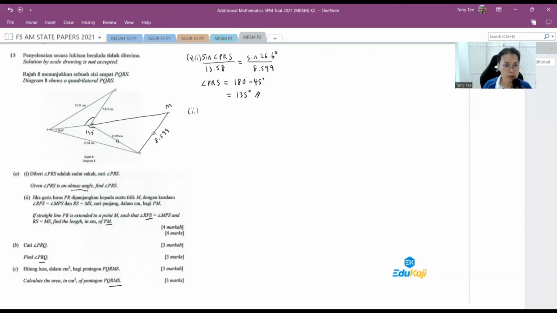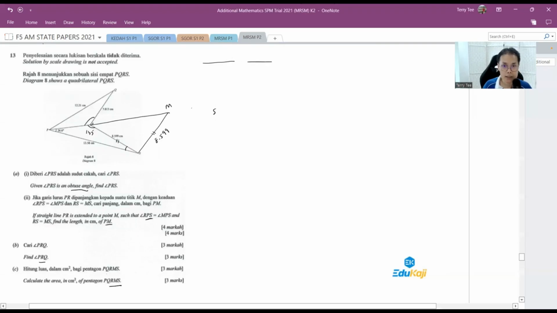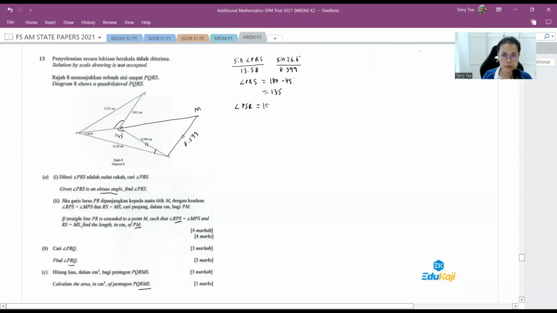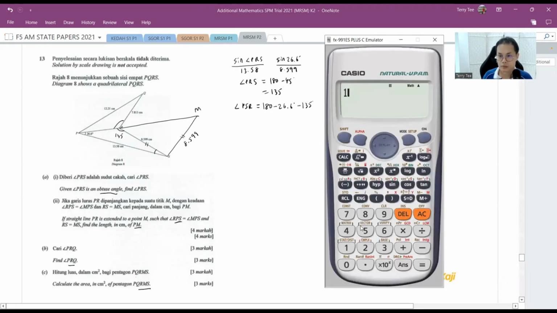So let's focus on PR. Now I already know these two angles, so I can find this angle PSR. Let's write down PSR. It will be 180 minus 26.6 minus 135. Just use your calculator: 180 minus 26.6 minus 135. This will give us 18.4. So this angle is 18.4.